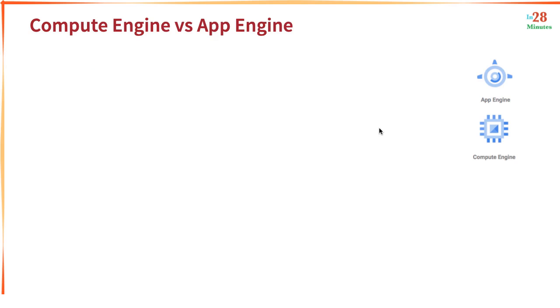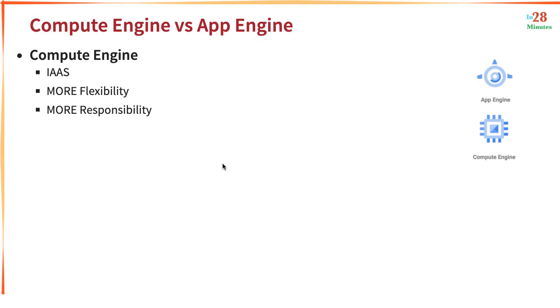Let's quickly compare Compute Engine versus App Engine. So Compute Engine is infrastructure as a service. It provides you with a lot of flexibility. Along with the flexibility comes more responsibility. You are responsible for choosing the image. What OS do you want on the Compute Engine? What software do you want to install? I would want to install Java. I would want to install Python. I would want to install Node. You need to control that.